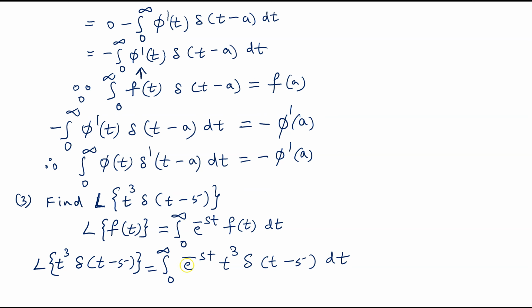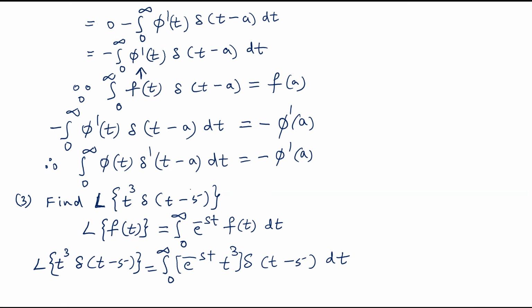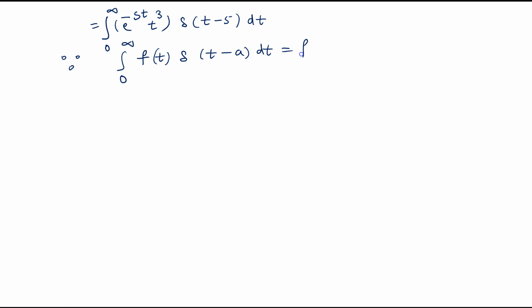Now consider e power minus st and t cube in a single bracket. Then this is similar to the LHS of the given property, right? So here integral 0 to infinity e power minus st into t cube, which we have taken in one bracket, and delta of t minus 5 in the other bracket dt. Now this is similar to integral 0 to infinity f of t into delta of t minus a dt, which is equal to f of a.